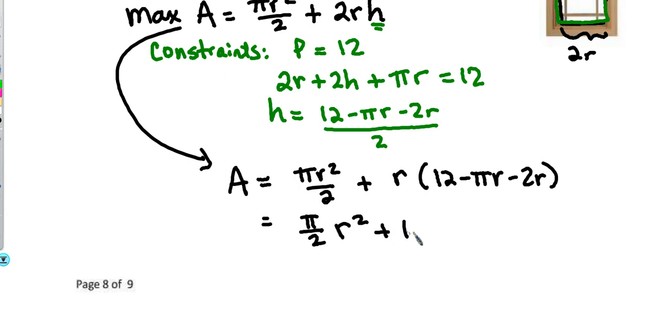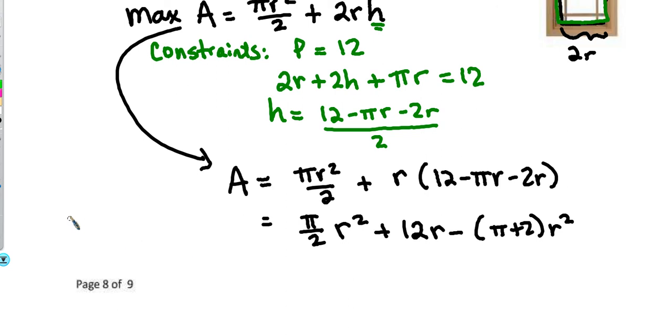plus 12r minus, and I'm going to combine these together, (pi plus 2) r squared. Now the reason why I did that, this is a constant, so it's going to be a power rule.